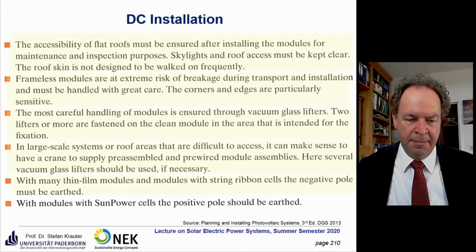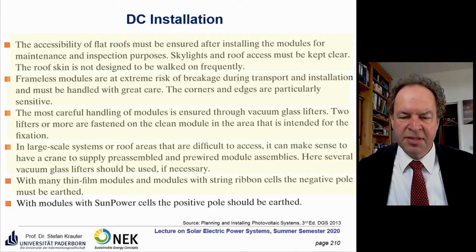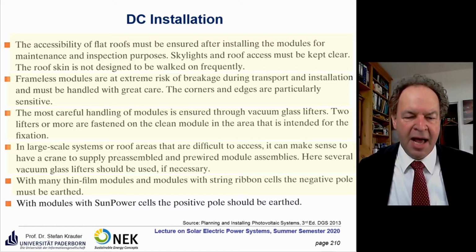With many thin film modules and modules with string ribbon cells, the negative poles must be earthed. Just consider the instructions by the manufacturer. Also with SunPower modules, which are N-type modules, the positive poles must be earthed.